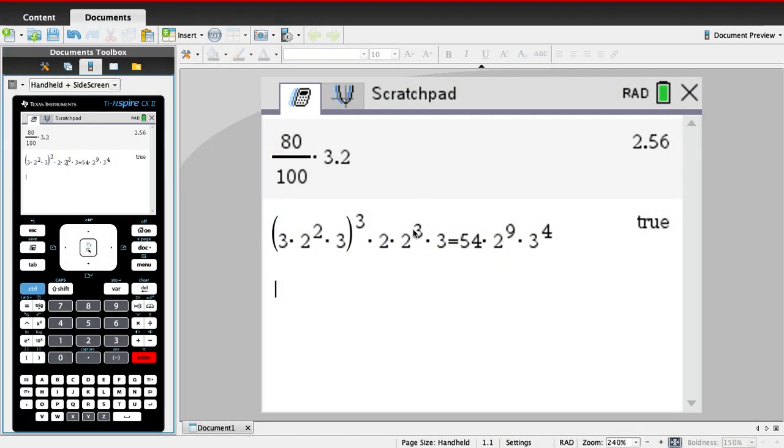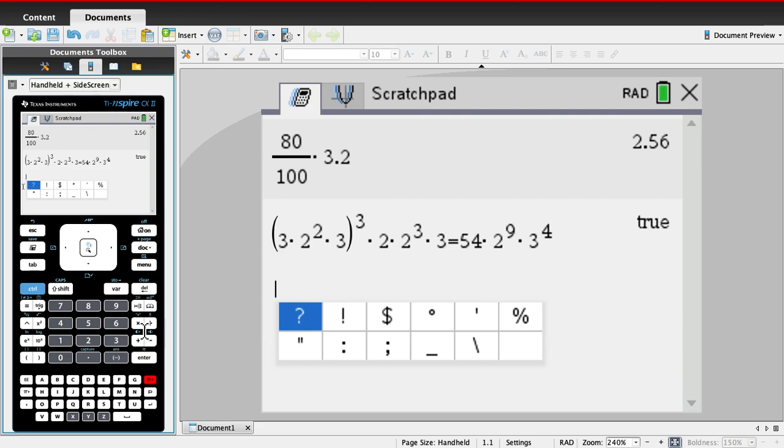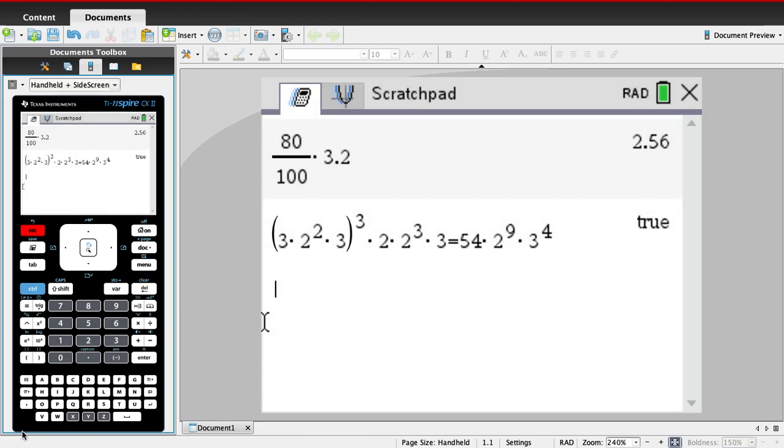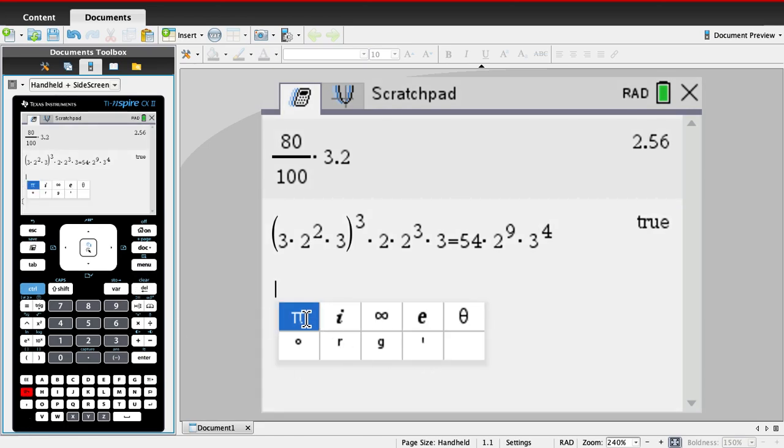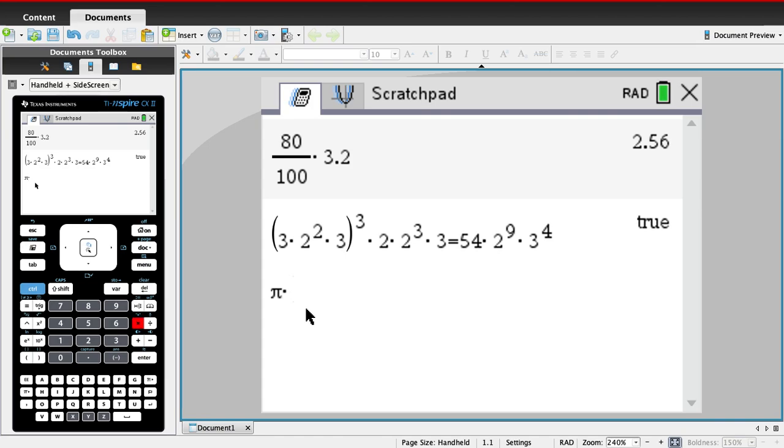So I'm going to type in the original equation. And where is my pi button? There we go. Hold on. There we go. All right. Pi multiplied by parentheses 7 times 2 to the power of 6 times 3 to the power of 4, all to the power of 2.